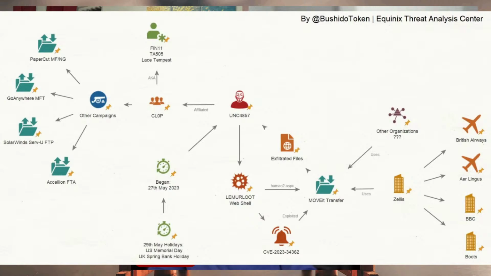As we have laid out, we have UNC4857. They're associated with Clop, which is a ransomware gang, right? And then some of the other data breaches, exploits and attack campaigns that they've been involved in: GoAnywhere, PaperCut, Accellion, and SolarWinds. Now, there is an interesting pattern if you look at those other campaigns, that those are all pieces of software that are related to what? File transfers, right?